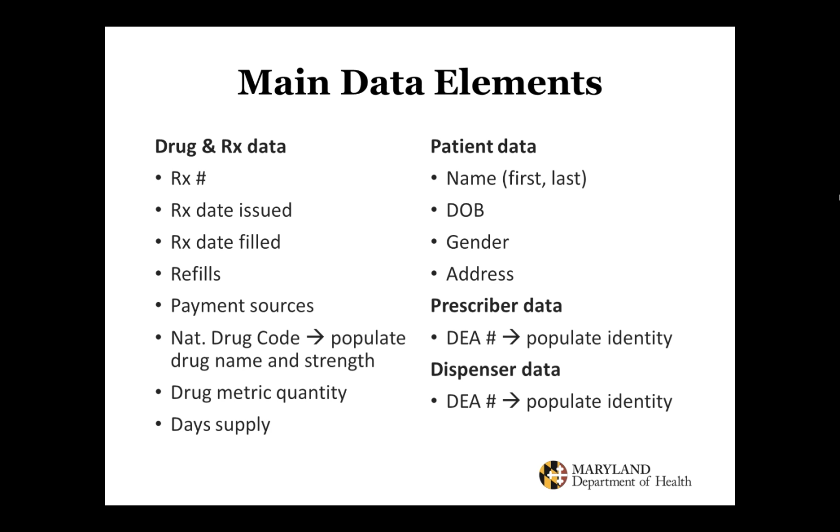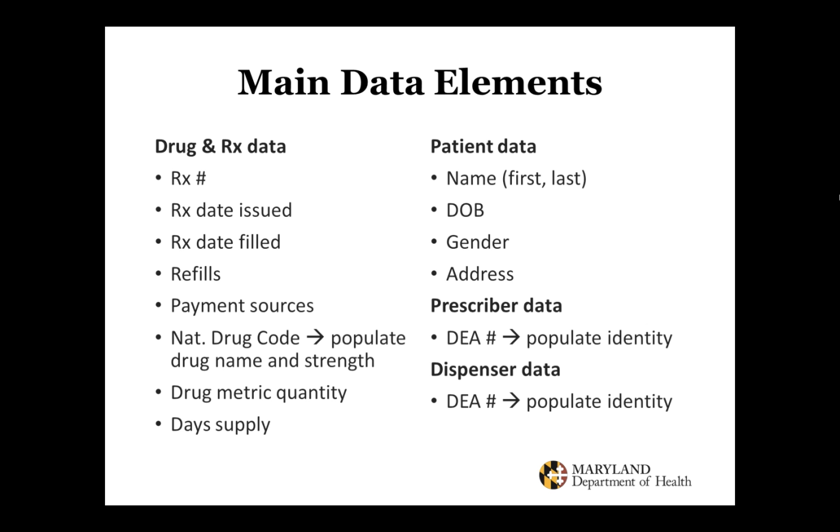Now that we have talked about what data are and are not included in the Maryland PDMP, let's look at specific fields within the data. As we discussed, every prescription is reported giving information about the drug, the patient, the prescriber, and the dispenser. For the drug dispensed, you will receive information like the original prescription number, the date the prescription was written and filled, as well as information about refills.